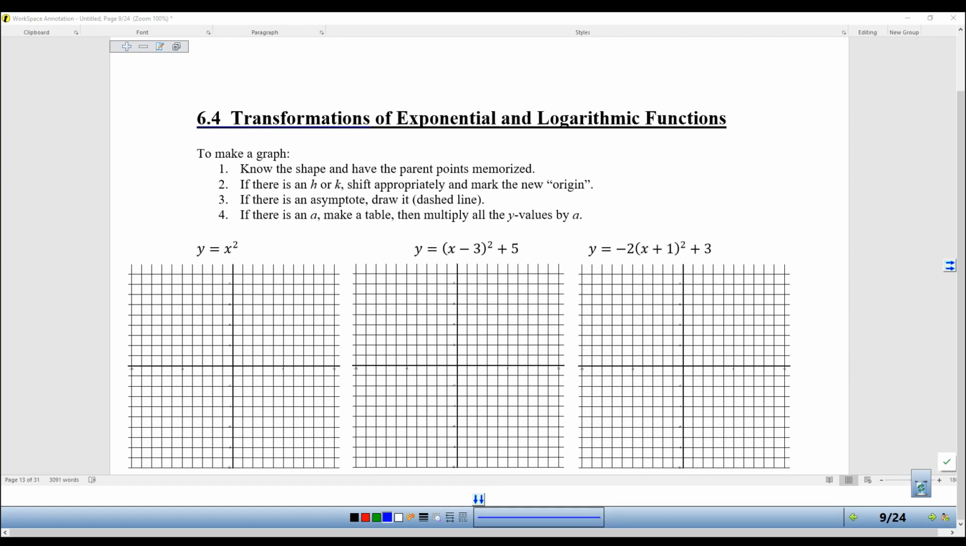But as always, there's a lot of this that you can probably do on your own. So go ahead and turn off the video if you can. But if not, of course, I am going to do them for you. So the first step to making any kind of graph is to know the shape.